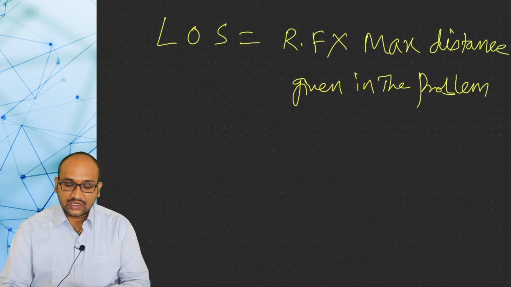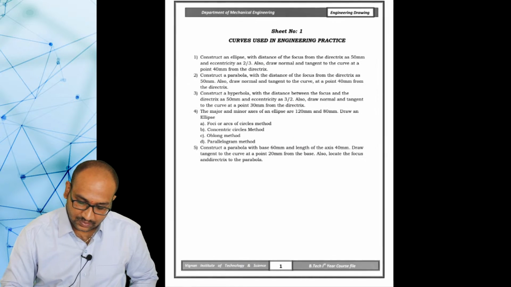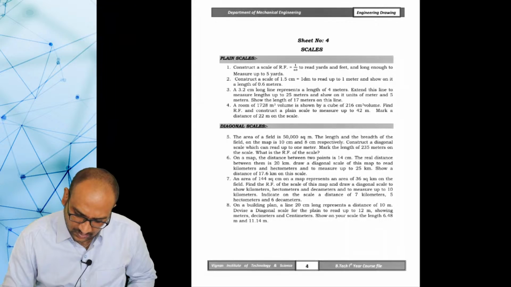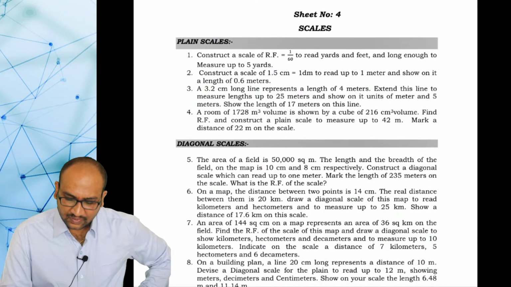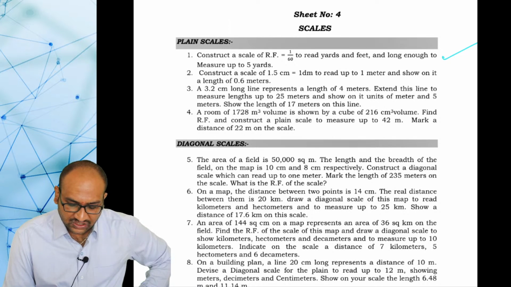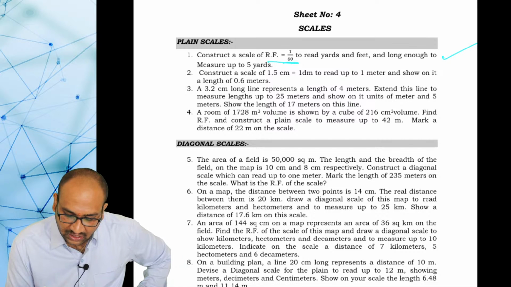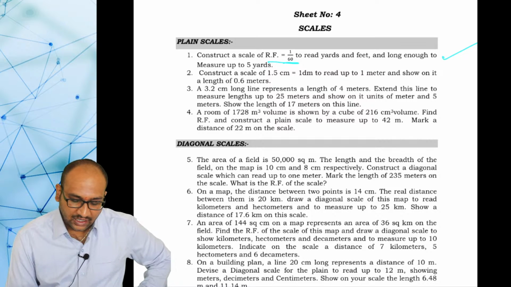Now first we will see one example problem. See the problem. This is the problem. Construct a scale of RF is equal to 1 by 60. Here in this problem, the representative factor is given, that is RF is equal to 1 by 60, to read yards and feet and long enough to measure up to 5 yards. So this is the problem. So first read the problem, try to understand the problem, analyze the problem and draw the problem.